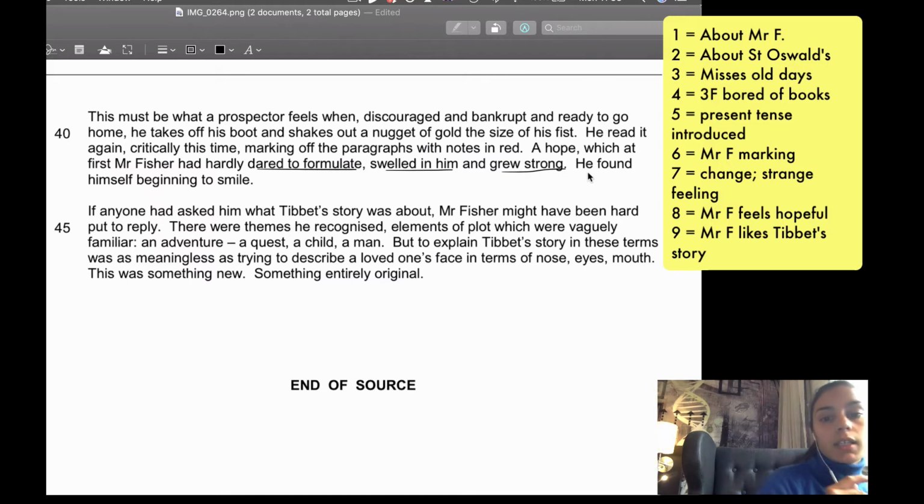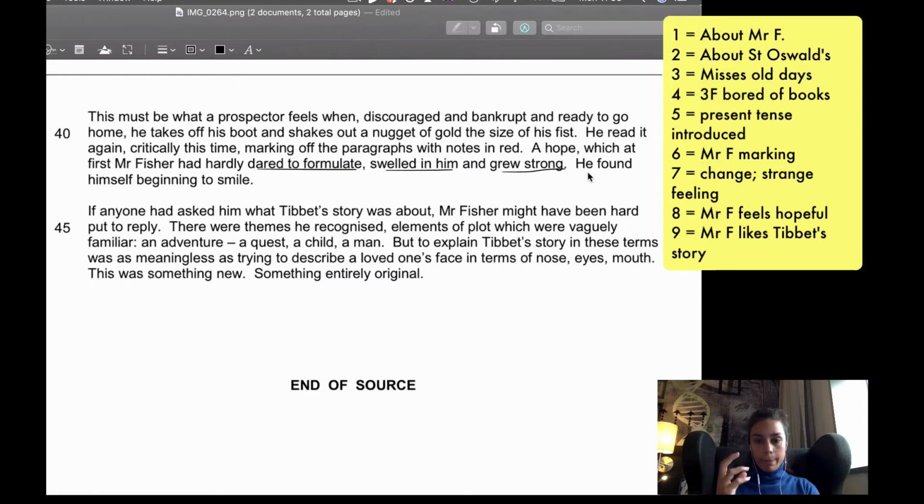"So if anyone had asked him what Tibbet's story was about, Mr. Fisher might have found it hard to reply." So here, Mr. Fisher actually is analysing. He's excited. He can't put it into words exactly, but he sees things that he used to remember. So this is referencing back to the beginning. We'll look at paragraph 3, where he explains why he was so excited about stories of the past, because they leapt like gazelles, they pounced like tigers. You had all those similes, and here we've got him saying there's something vaguely familiar.